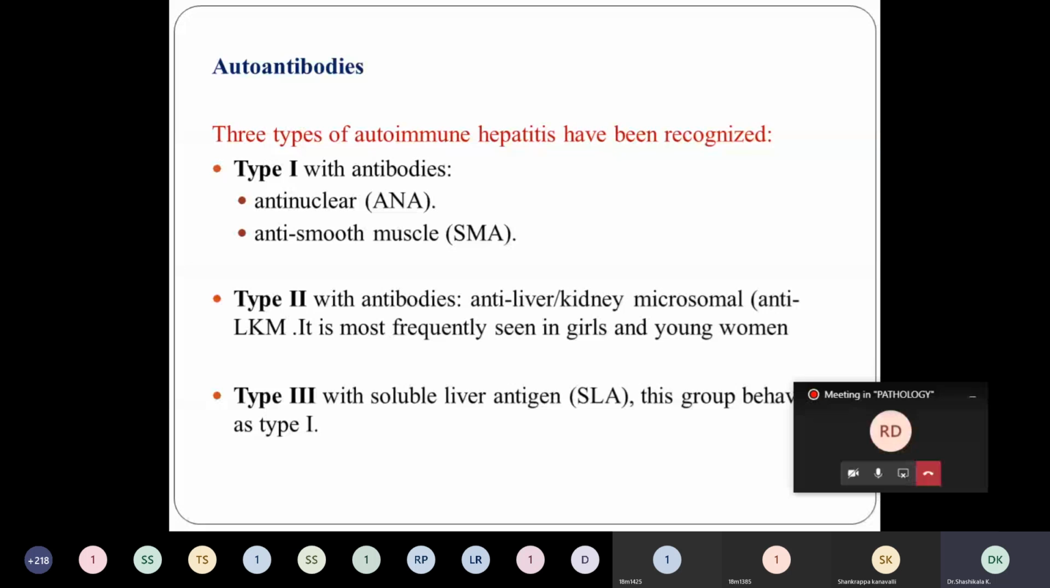Coming to the autoantibodies which can be detected, there are three types. Type 1 has anti-nuclear antibodies and anti-smooth muscle antibodies. Type 2 has anti-liver kidney microsomal antibodies, most frequently seen in children and young women. Type 3 is with soluble liver antigen. This group behaves as type 1.